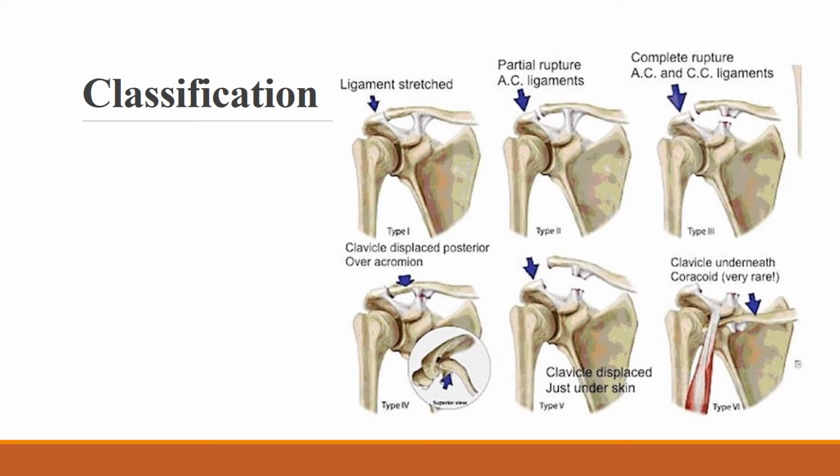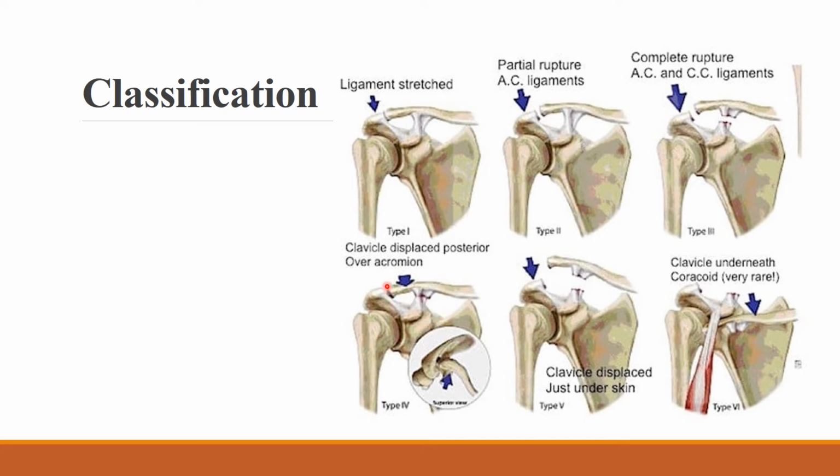So in high demand workers who require the AC joint, in those patients we can do operative management. There is a chance of conservative treatment also. Both have almost equal results depending on the patient's function. And this is the fourth one.